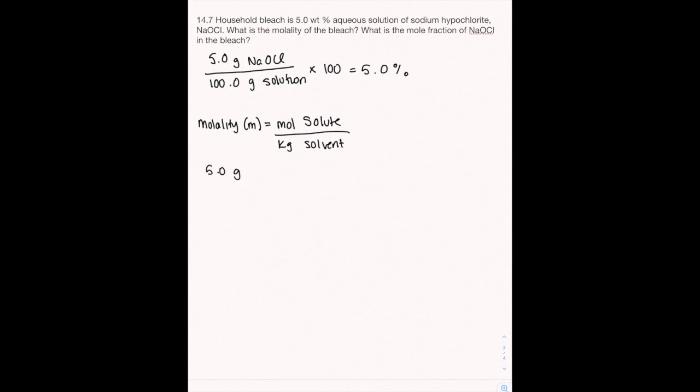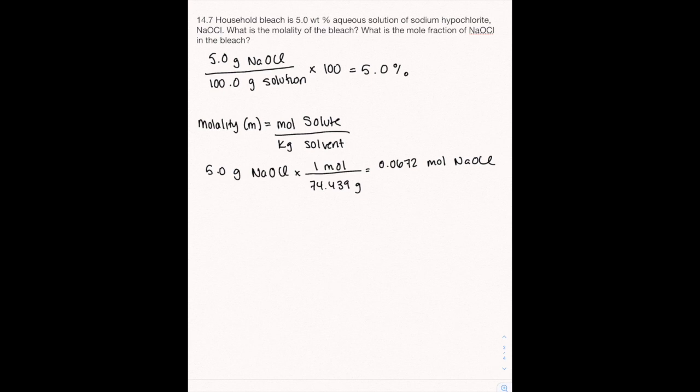So we know we have 5 grams of NaOCl, and if you use the periodic table, you can find that the molecular weight of sodium hypochlorite is 74.439 grams per mole, and if you plug that into your calculator, you'll find that we have 0.0672 moles of NaOCl. Next, we need to find the kilograms of solvent.